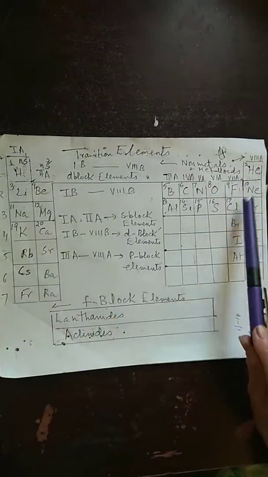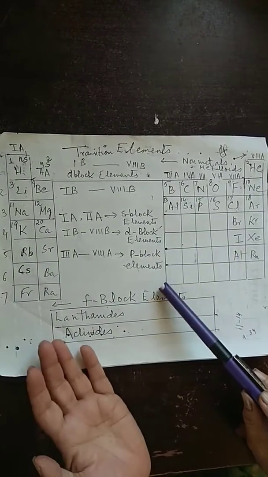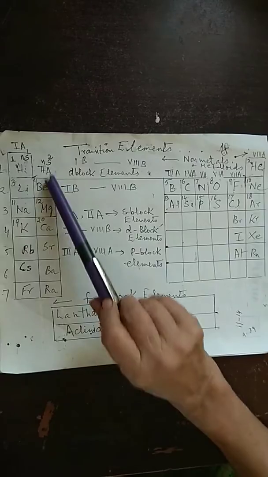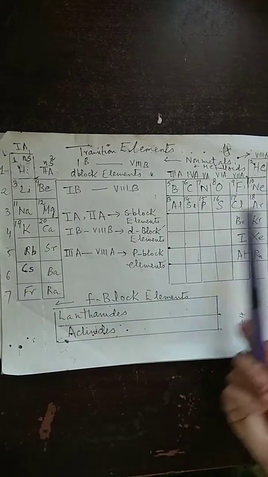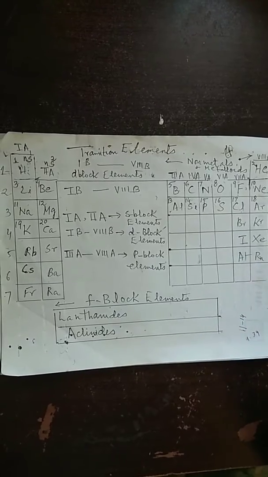That is, from left to right, the properties change from metallic to non-metallic. On the extreme left-hand side, the elements are metals. On the right-hand side, the elements become non-metallic, that is, they are not metal in nature.